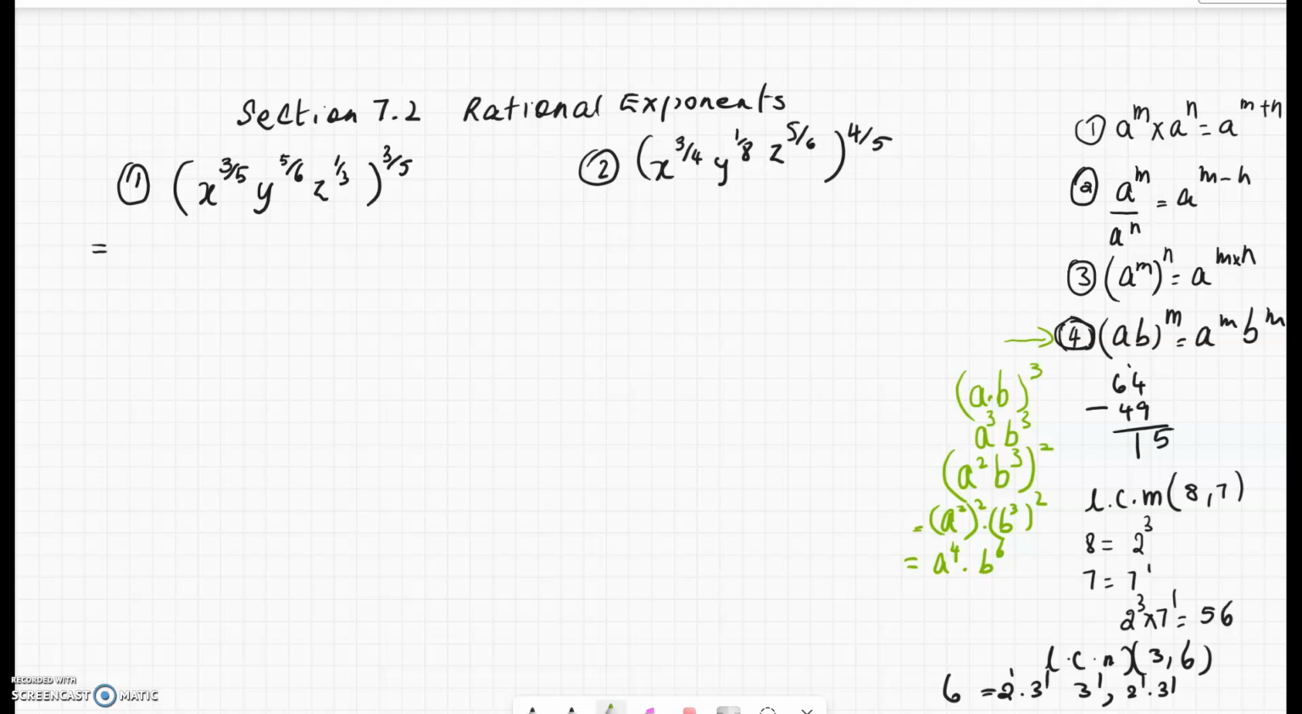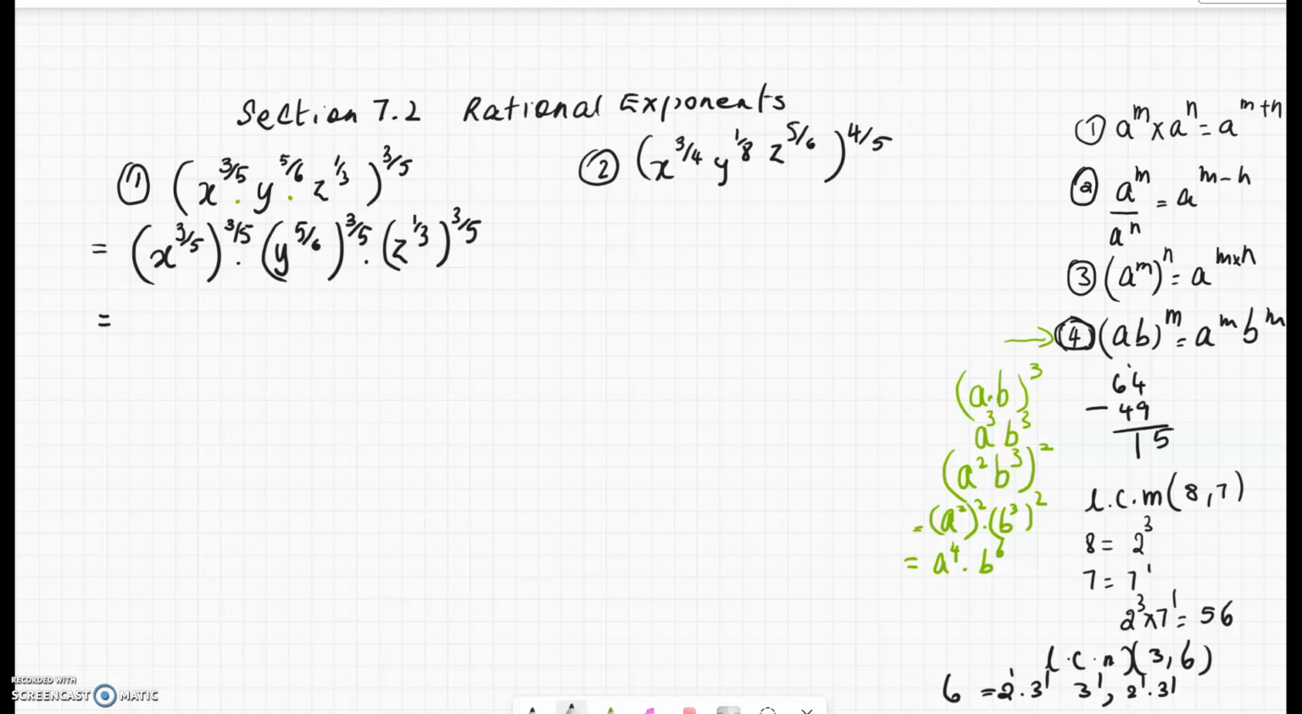So this is the rule that we're going to use, except that now we are working with rational exponents, which means fractional exponents and not whole numbers. So the x, y, and z are multiplied together. Only if they're multiplied together, this rule applies, or divided, not for addition and subtraction. Each of these terms is raised to the 3/5: x to the 3/5 whole to the 3/5 times y to the 5/6 whole to the 3/5 times z to the 1/3 whole to the 3/5.